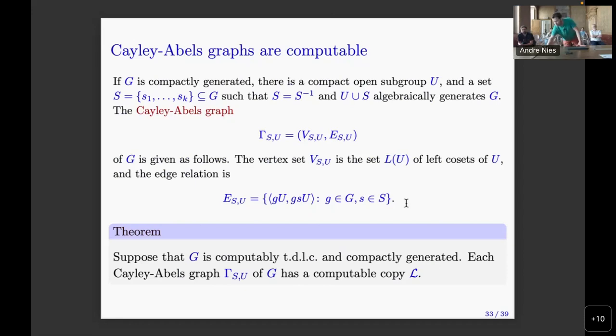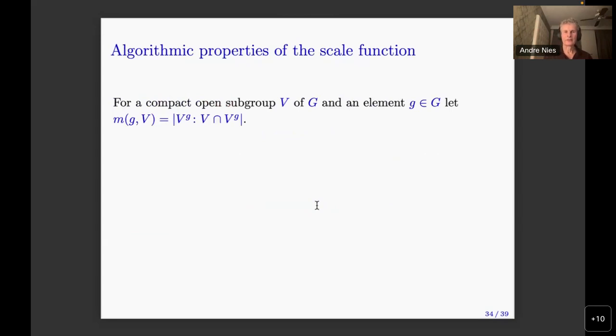The idea of local and global: the local or fine structure is given by the profinite compact open subgroup, and the large scale structure is given by pretty much the Cayley-Abels graph, and the interplay between those two. That's what makes the theory interesting. And the scale function also looks in some sense at this interplay. So let's take a compact open subgroup of G, which is always a TDLC group, and take some element and see how far does conjugation by g move that compact open subgroup?